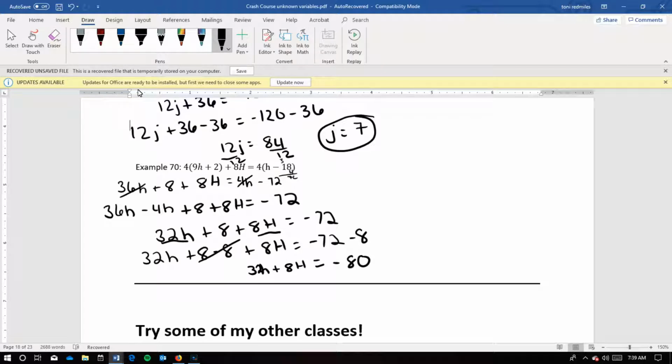So 32 little h plus 8 big H equals negative 80. Cannot solve, just reduce. Kind of like our combining like terms because I have two different h's in that problem. All right, so that is all the example problems.